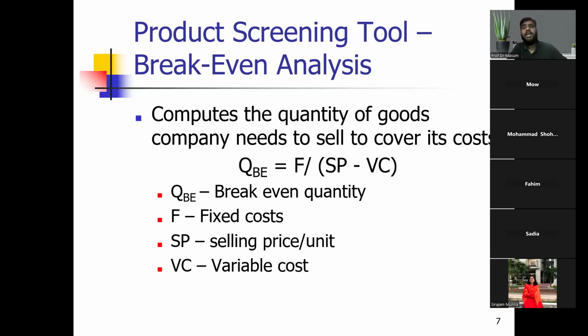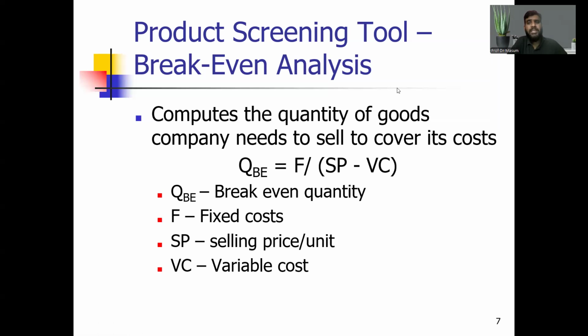After getting several ideas, you cannot produce every product. What you have to do is choose one of them. And one of them can be chosen using break-even analysis. And how does break-even analysis work?